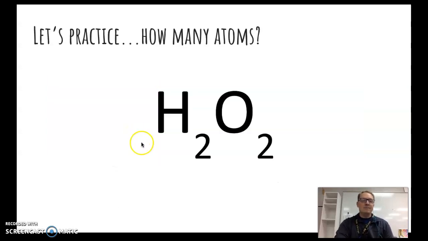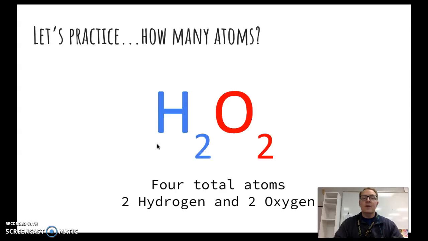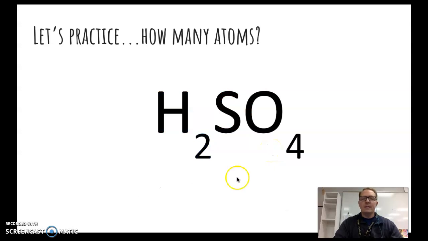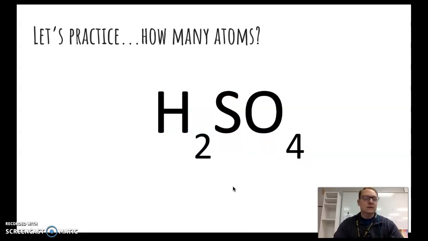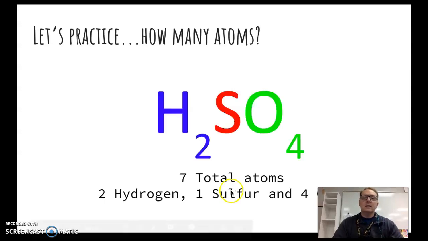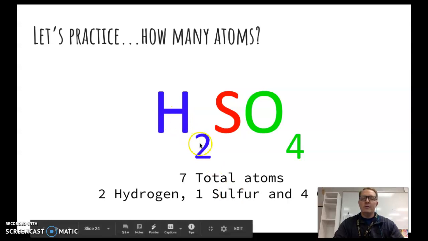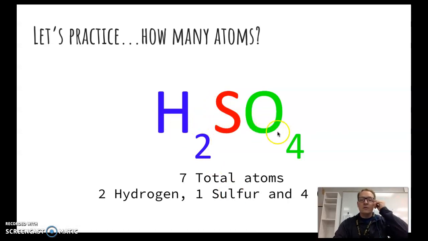So let's practice some. Take a look at this. Pause the video if you need to. How many total atoms do we have? We got 4: 2 hydrogen, 2 oxygen. How about this one? How many total atoms do we have? Look for capital letters. Look for the numbers. 7. There's 2 hydrogen, 1 sulfur, and 4 oxygen, for a total of 7 atoms.